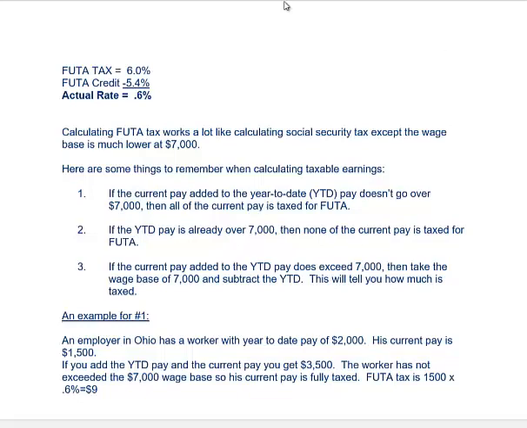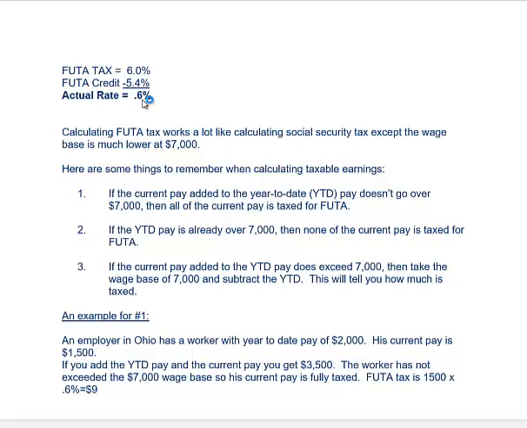If you'll look, you'll see that the actual FUTA rate is 6%. For participating in a state unemployment program or for paying state unemployment taxes, a company can get a FUTA credit of 5.4%. So the actual FUTA rate is 0.6%.